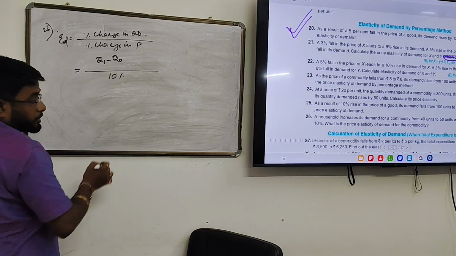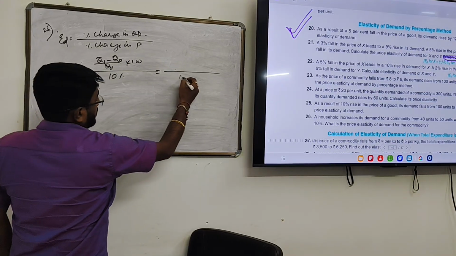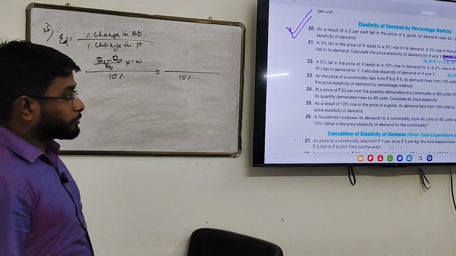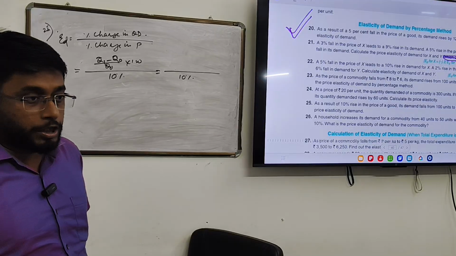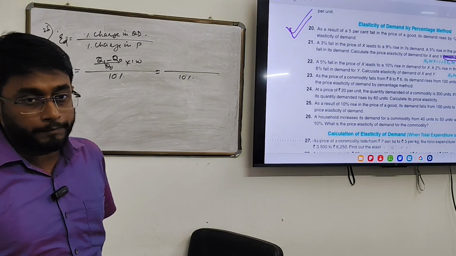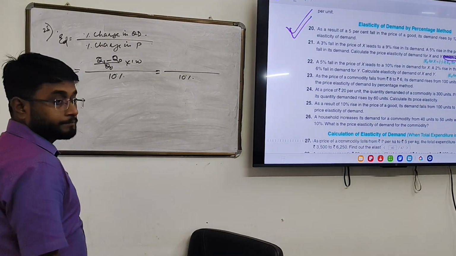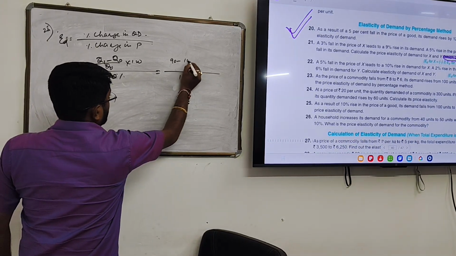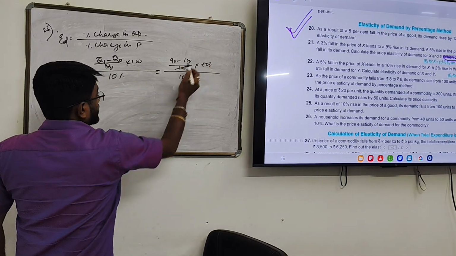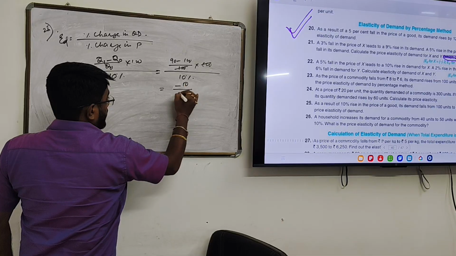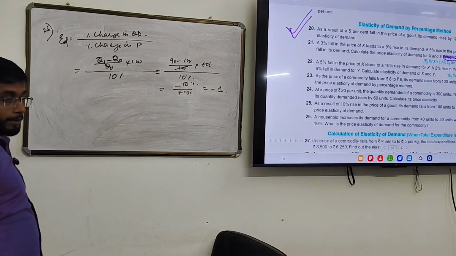We will convert it like this: (Q1 minus Q0) by Q0 into 100. Now, denominator 10%, numerator. Now tell me, question 25, what is Q1? Everyone, see the question. What is the value of Q1? 90. 90 minus 100 by 100 into 100. This 100 gets cancelled. Numerator minus 10, denominator is plus 10. That is, the answer is minus 1.